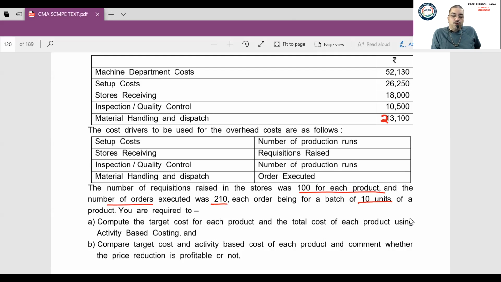Okay, so my first job in ABC is to calculate cost driver rate. And for that purpose, first I will calculate target cost. Before I calculate the ABC, I will first do target cost. How to do target cost? Target cost means existing selling price, then the proposed selling price of reducing 5 rupees from each one, and then minus the 20% of selling price to get the target cost. 25% on cost is 20% on selling price. Okay, so let us do this.